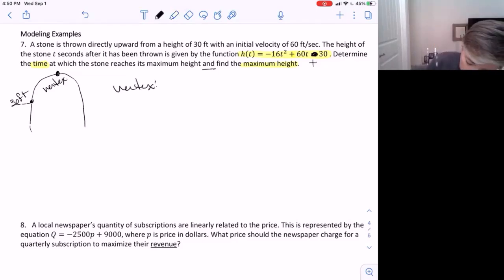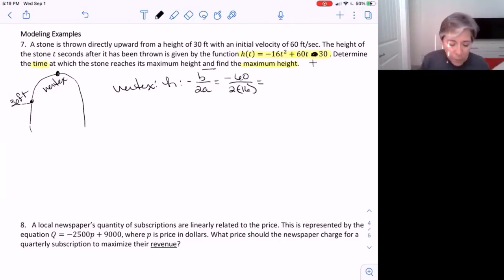So let's do our vertex formula. The h coordinate of our vertex, that's the input. That's going to be, again, the opposite of b over 2a. So we have the opposite of 60 over 2 times negative 16. If we were to keep this in fraction form where it would be exact, it would be, I believe, 15/8. But it does go into an exact decimal of 1.875. Because we're talking about time and maximum height, it's usually a lot easier to go in terms of decimals.